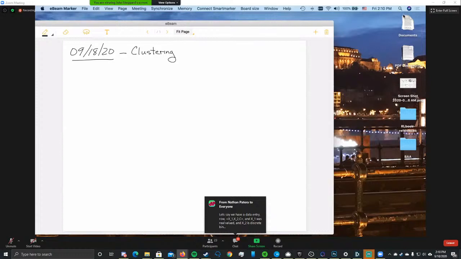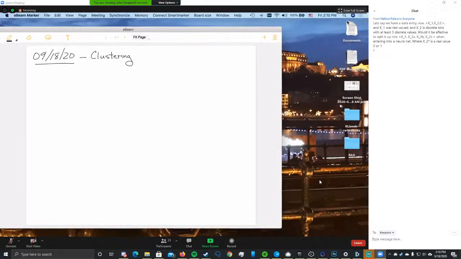It is already Friday, and I already have a question tossed into the chat window. Let's see what it says. Let's say we have a data entry row x1, x2, where x1 is real valued and x2 is discrete, with at least three discrete values. Would it be effective to split it up into x1, x2a, x2b, x2c when entering into a neural net? Well, we're not talking about neural nets. So if you don't mind, Nathan, I would like to defer that until we are talking about neural nets.